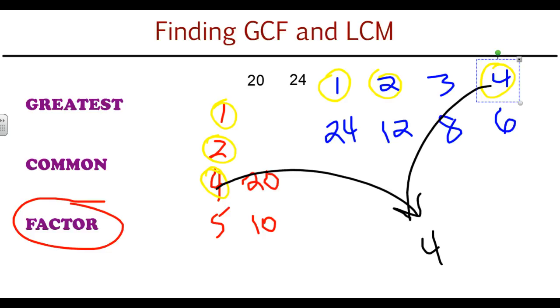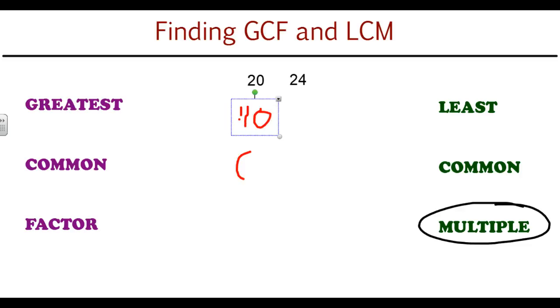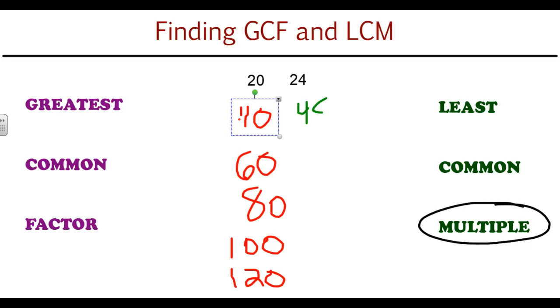The least common multiple, on the other hand, the key word here is multiple, meaning the list of numbers that you can generate from either 20 or 24 just by multiplying it by whole numbers. So you can generate 20, 40, 60, 80, 100, 120, etc. From 24, you can multiply by 2 to get 48, by 3 to get 72, by 4 to get 96, by 5 to get 120, etc.